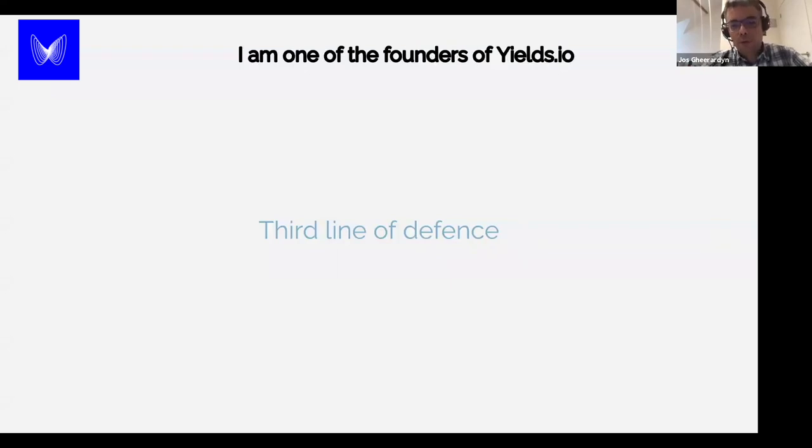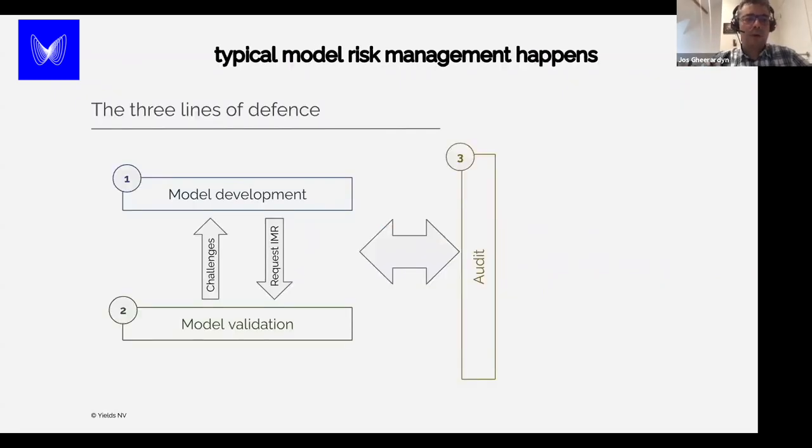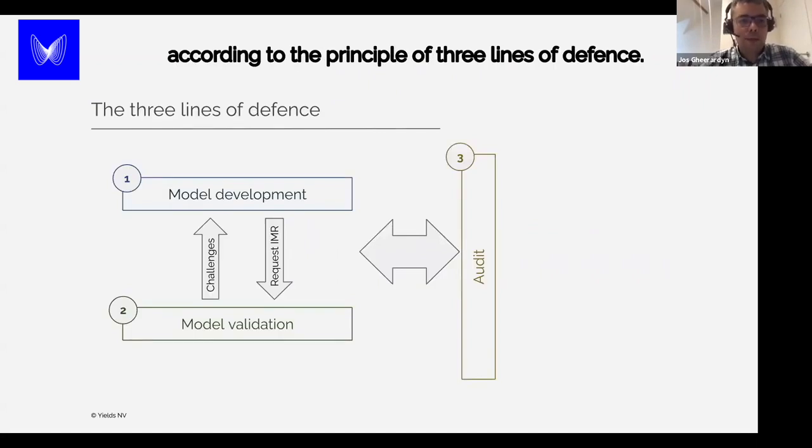I'm one of the founders of Yields.io, and today I would like to present the third line of defense. This concludes our series of talks about the three lines of defense and how they are implemented in model risk management. As explained before, typical model risk management happens according to the principle of three lines of defense.